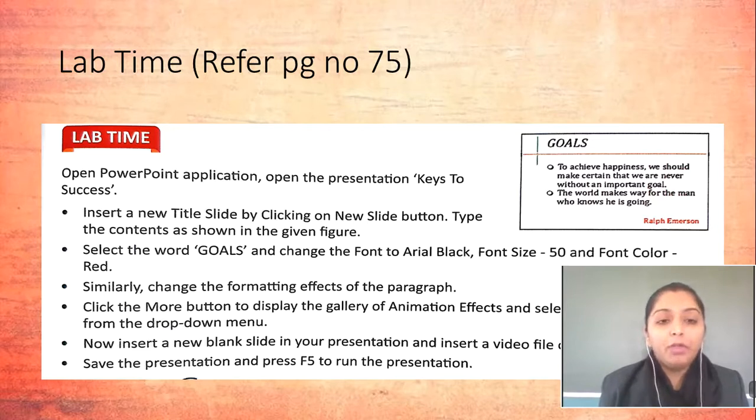For that, what we have to do is first of all open a PowerPoint application. Open the presentation Keys to Success. You have to save the presentation with the name Keys to Success. Then insert a new slide by clicking on the new slide button. Type the contents as shown in the given figure. Now here on the right hand side, upper side, the content is given to us and we have to type it as it is. Then select the word goals and change the font to Arial Black, font size 50 and font color to red. Now here some changes have been given to us.